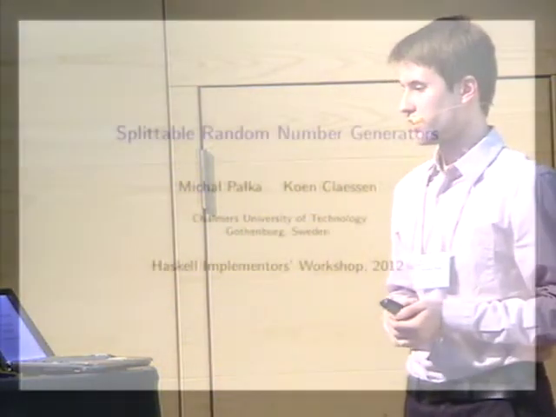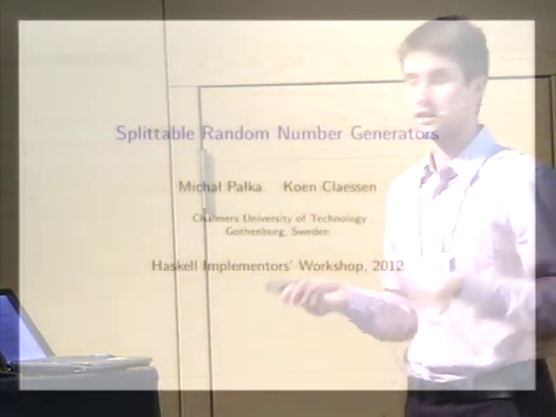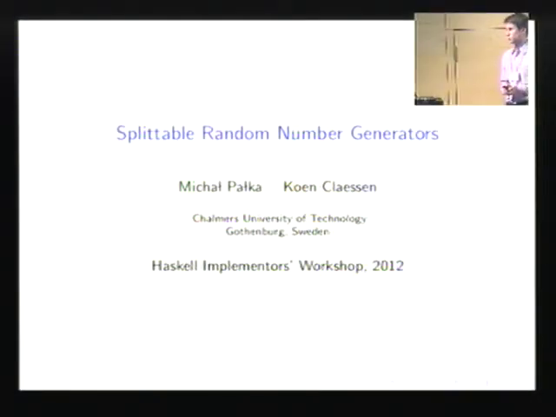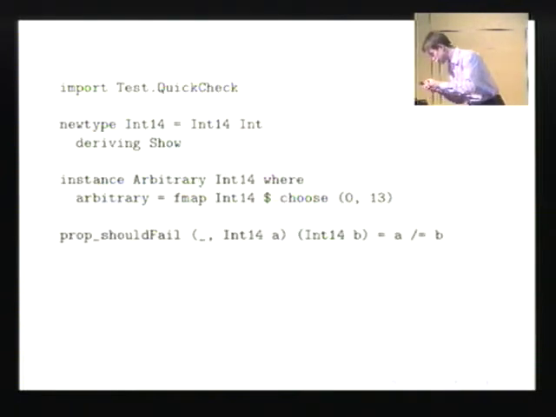So this is with my supervisor, Con Klassen, and I would like to talk about better random number generation for Haskell. So I guess this doesn't work.